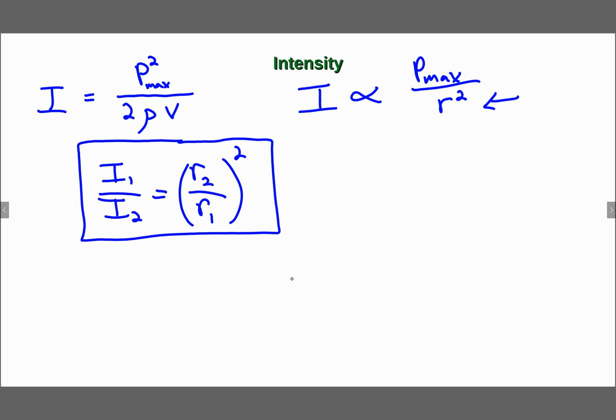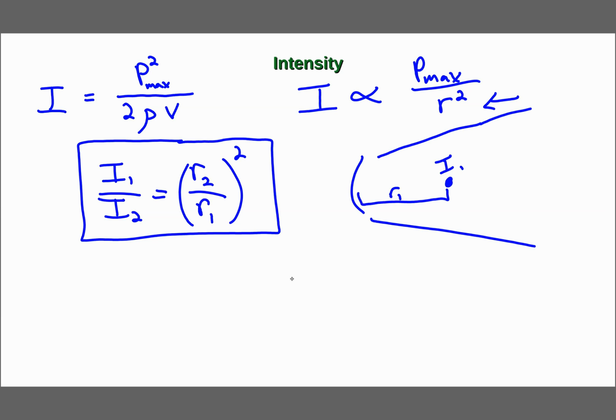If we know the intensity and the distance. So you might have, say, a speaker putting sound out in a cone like this, and we know the intensity here, and we know this distance. So we know R1, I1. And then we say, okay, but at R2, what is I2? This formula right here allows us to find I2 out here at this distance, R2.